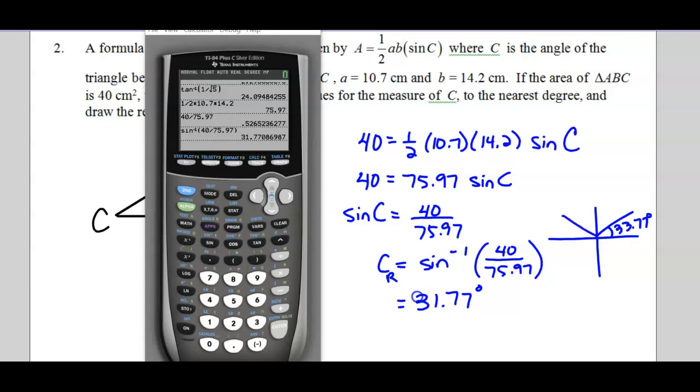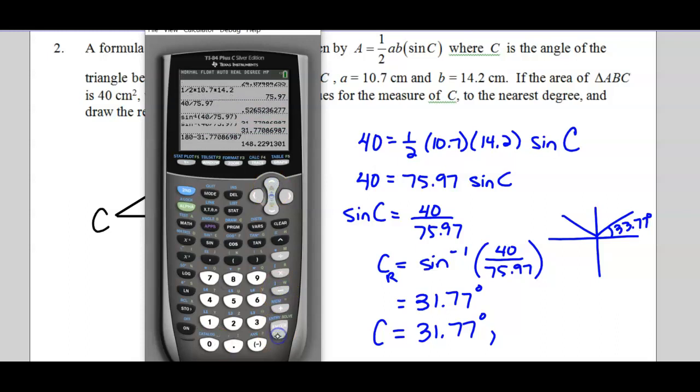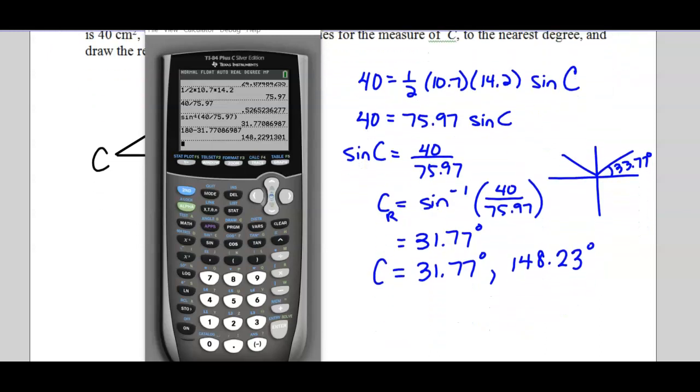Where is sine positive? Also in the second quadrant. So 33.77 or 180 minus that, which is still less than 180. Okay, now we should round it, right, to the nearest degree.